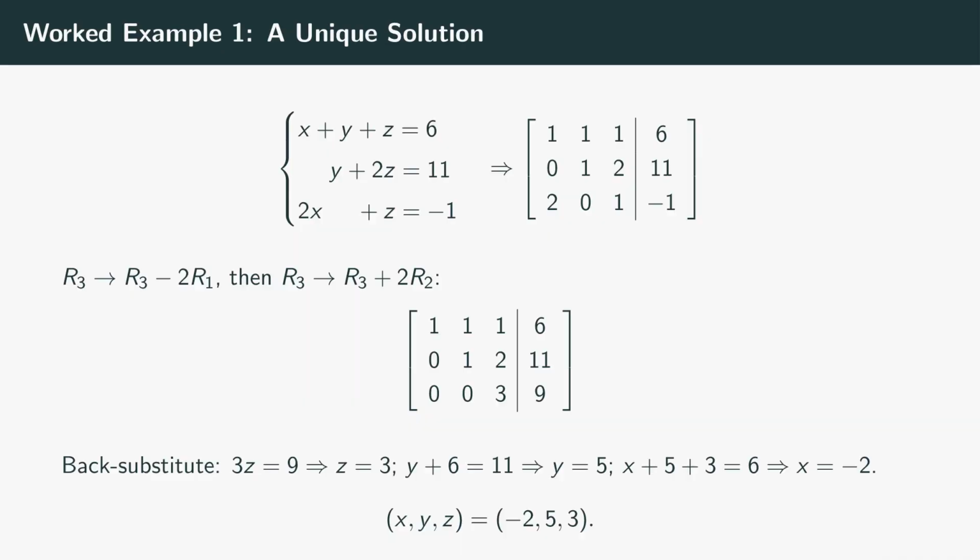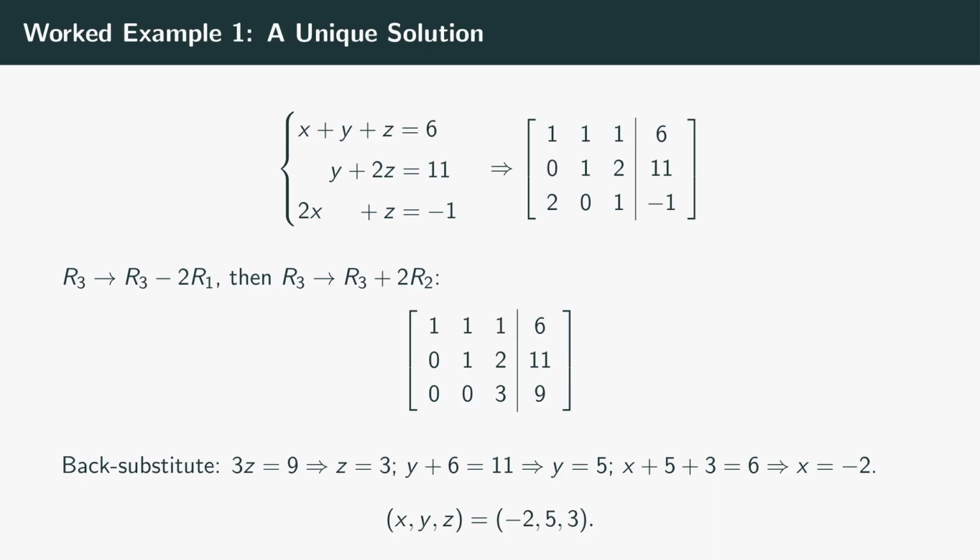Let's run the full algorithm once. We have x plus y plus z equals 6, y plus 2z equals 11, and 2x plus z equals -1. Write the augmented matrix. The first 2 rows already have a clean start, so we attack the third. Replace row 3 by row 3 minus 2 times row 1, which kills the 2 in the bottom left. That turns the bottom row into 0, -2, -1, with -13 on the right. Now replace that row by itself plus 2 times row 2, clearing the second column too. The bottom row becomes 0, 0, 3, with 9 on the right.